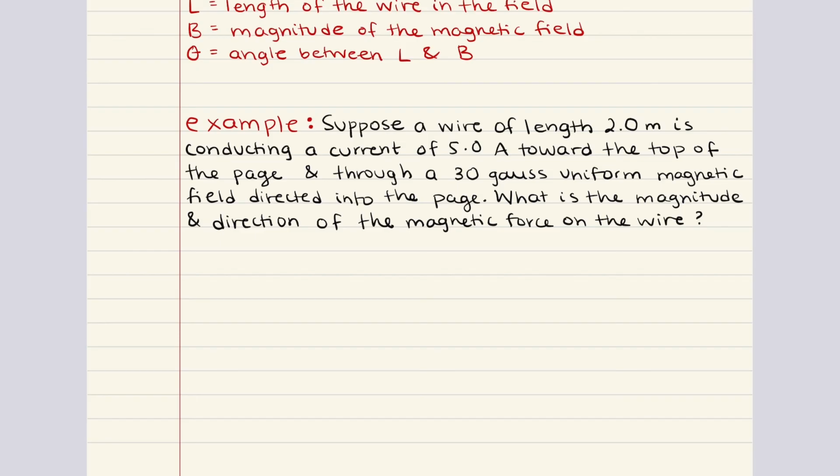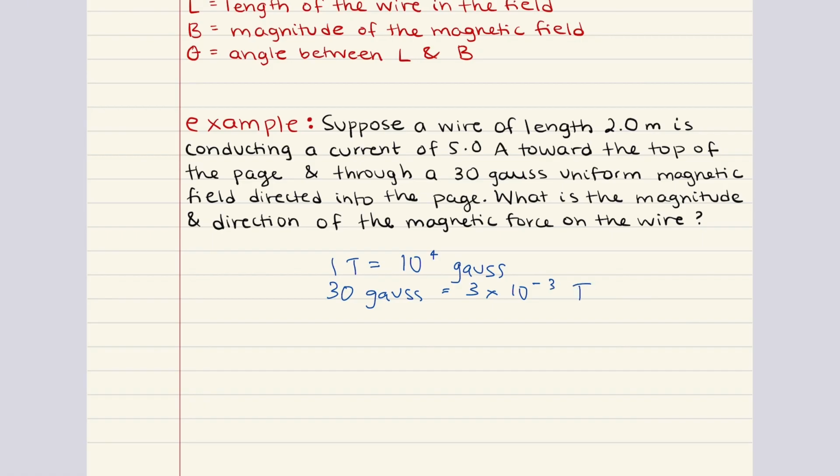Now, this is a great problem for us to discuss the conversion between Tesla and Gauss. 1 Tesla is equal to 10 to the 4 Gauss. So here, when we're given 30 Gauss, this is equal to 3 times 10 to the minus 3 Tesla. This is the strength of our magnetic field.